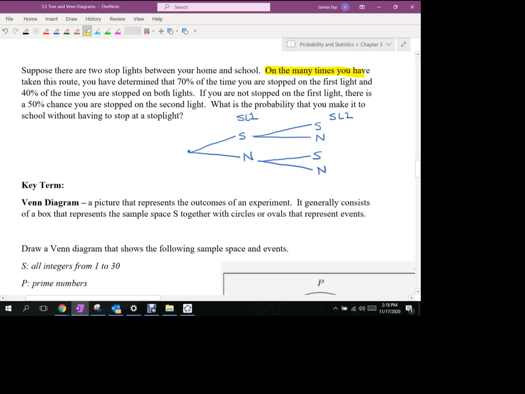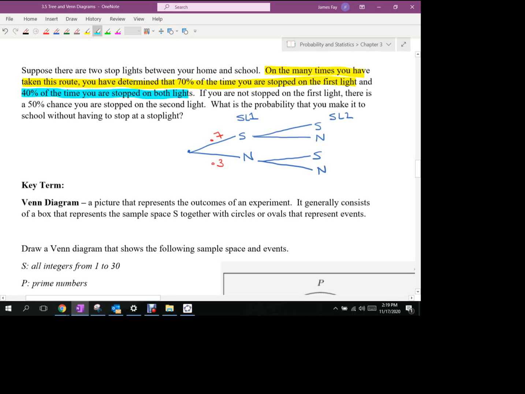So I'm just going to go through line by line and try to determine where these probabilities should go. It says, as you've taken this route, you've determined that 70% of the time you are stopped on the first light. So along this branch, remember I'm putting my probabilities on these branches, so 0.7 should go there. Does that make sense? So by giving me that and using my complement events, we should know what probability goes down here. 0.3.